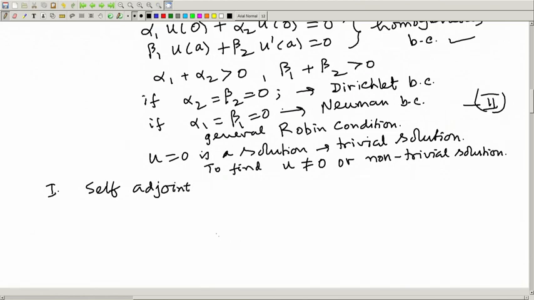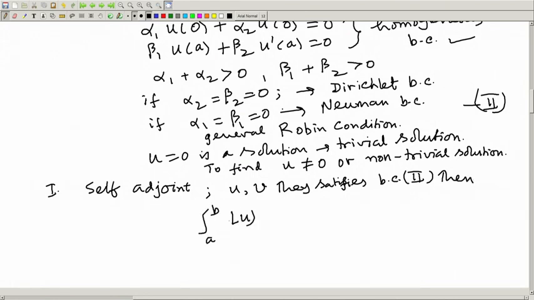That means, suppose you have two functions u and v that satisfy the boundary conditions given by BC2. Then what we have is the integral from a to b of (Lu)v dx equal to the integral from a to b of u(Lv) dx.